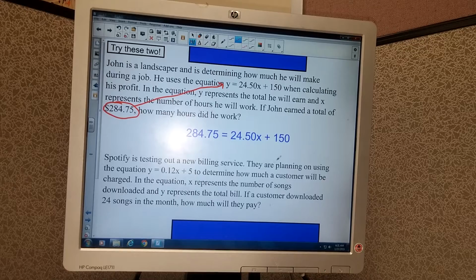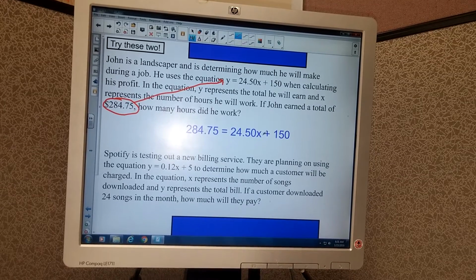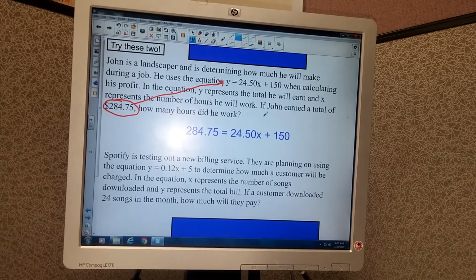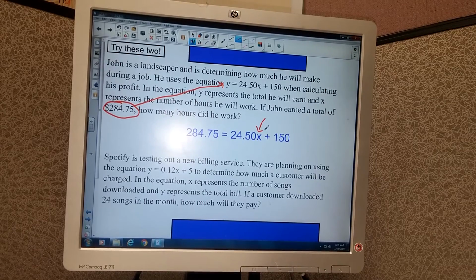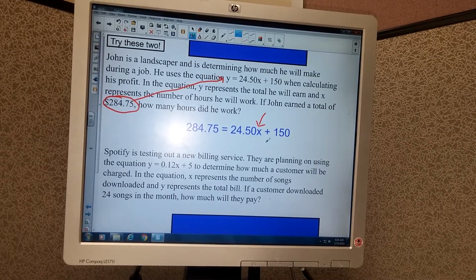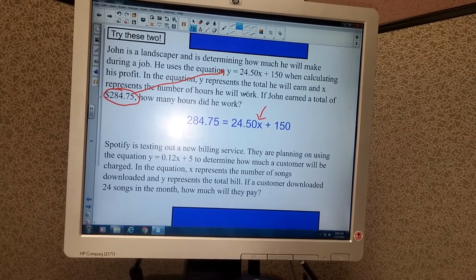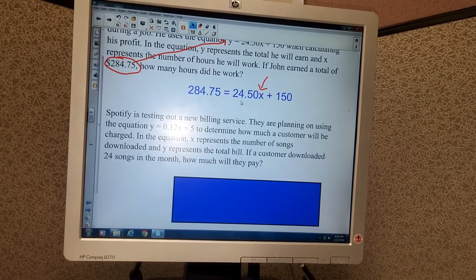The unknown is the number of hours. That's x. We do not know that. So your job is to solve for this variable using the two-step equation. So you'll take 150 away from each side, and eventually you'll divide. Make sure you have an answer for this problem.